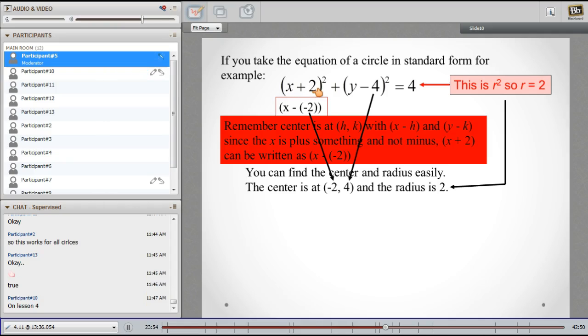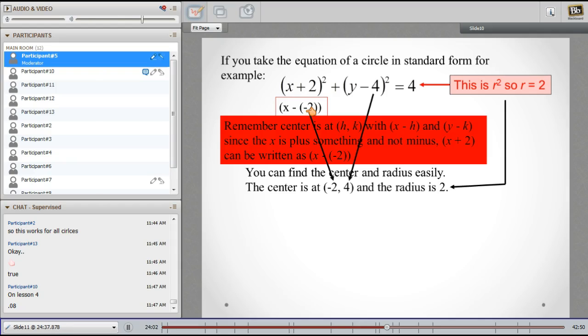Watch if you have a negative x or y value of your center point, that you're really careful when you plug that into the formula.